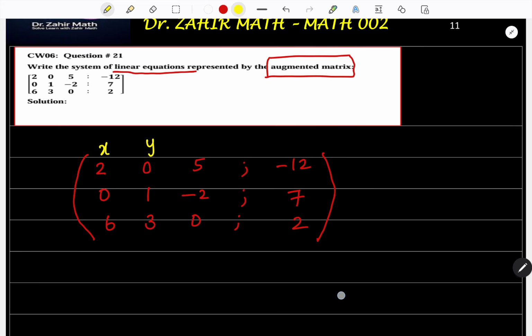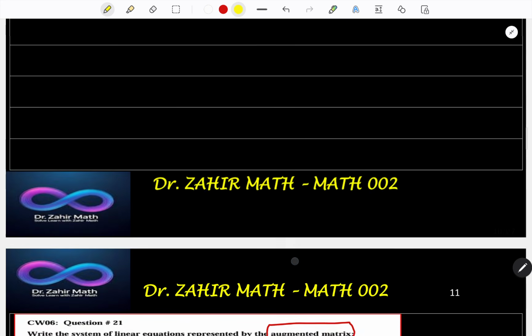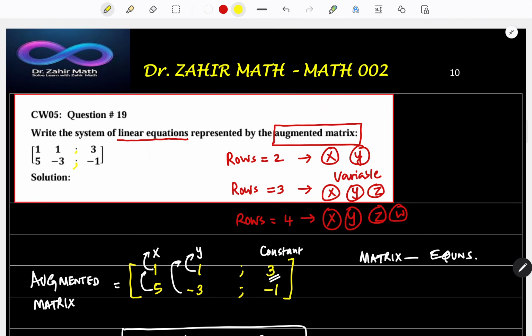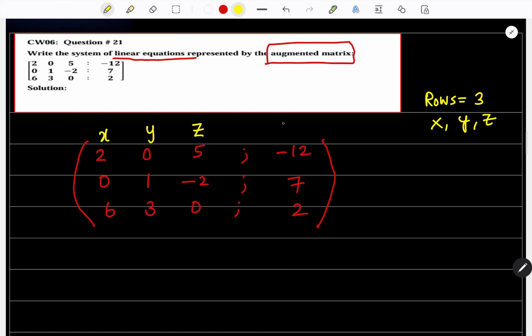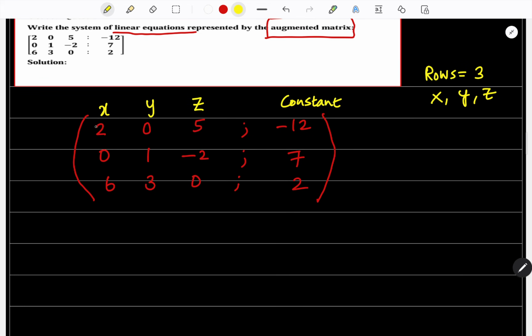I told you already, how many rows are there? The rows are 3. So how many variables will be there? x, y, z. Just now I told you. Remember? So if rows are 3, there are x, y, z variables. And then this is called what? The constant. So we are going to write the equations. Just multiply, multiply, multiply. Similarly, multiply, multiply, multiply, and then the constant, right?